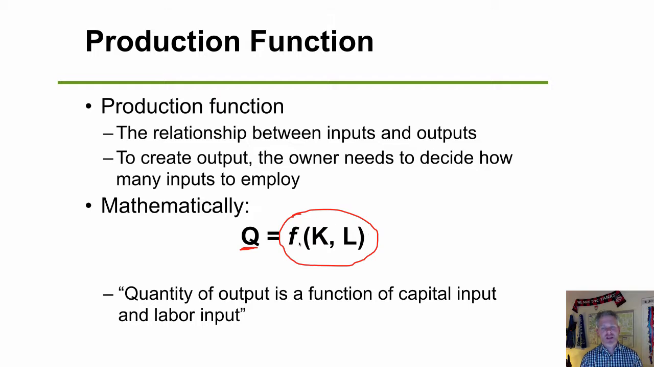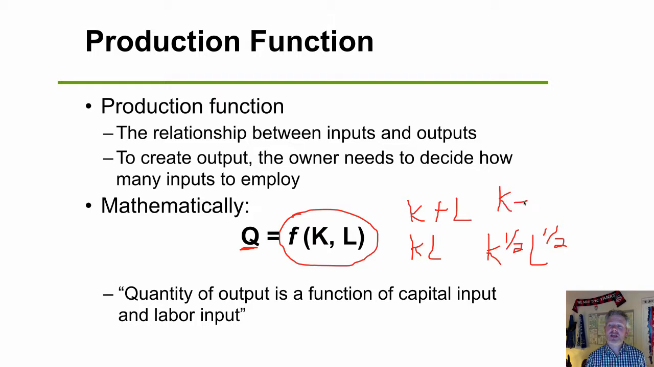But sometimes this notation can be confusing, and it was confusing for me when I sat where you sat, and even up until I was in grad school, I didn't quite know what this meant. It just means a generic function. So what we mean is it could look like K plus L, or Q could be K times L, or maybe it's K to the 1/2 times L to the 1/2, or maybe it's K plus L to the 1/2. All of these are possible production functions, okay?